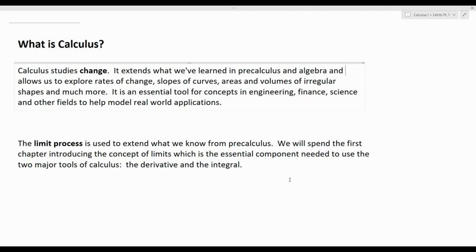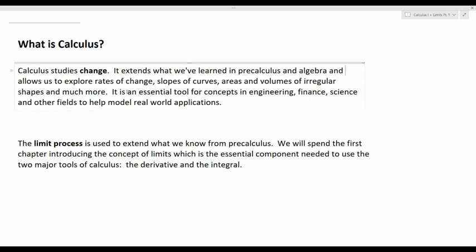It extends what we've learned in pre-calc and algebra. It allows us to explore things like rates of change, slopes of curves, areas, volumes of irregular shapes, and a whole lot more. But a lot of the stuff calculus is used for requires information from other subjects that are beyond the scope of a first semester calculus course.